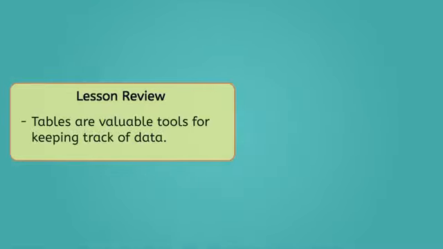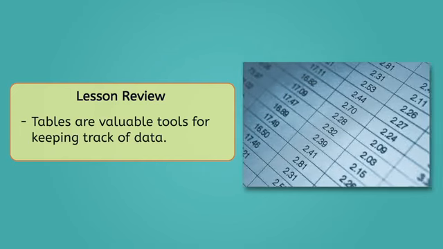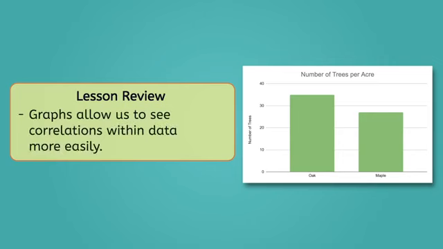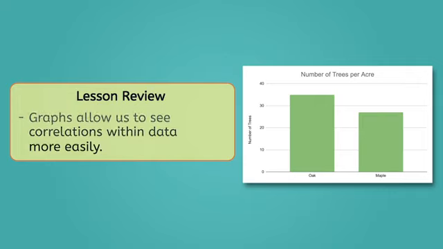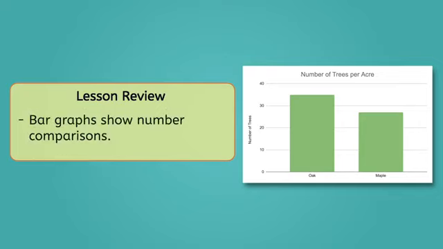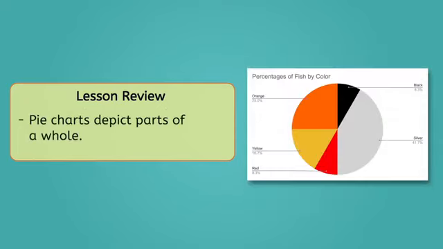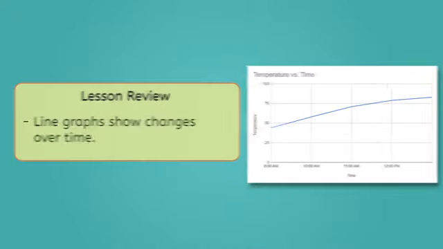And with that, we have covered the basics of organizing and analyzing data. To recap, journals and tables are extremely valuable tools for keeping track of data. Graphs assist with data analysis by allowing us to see possible correlations within data more easily. Finally, when choosing a type of graph, keep in mind that bar graphs show number comparisons, pie charts depict parts of a whole, and line graphs show changes over time.